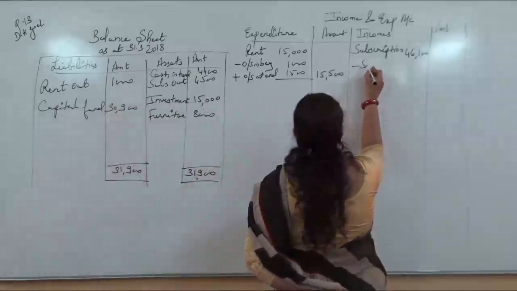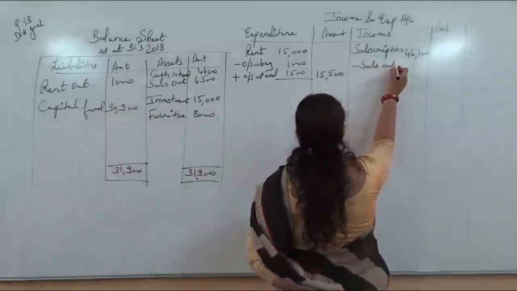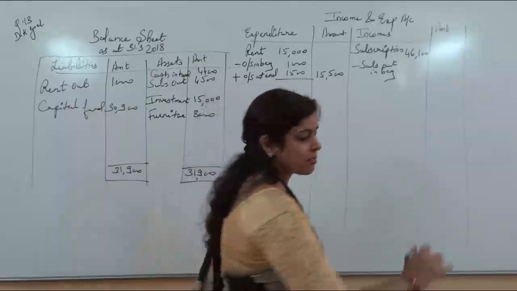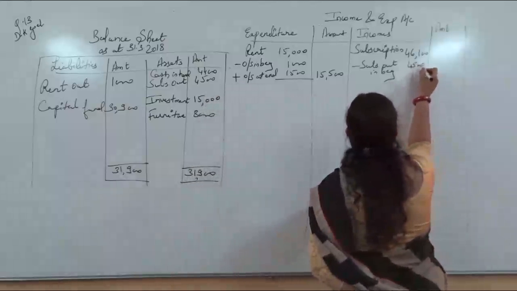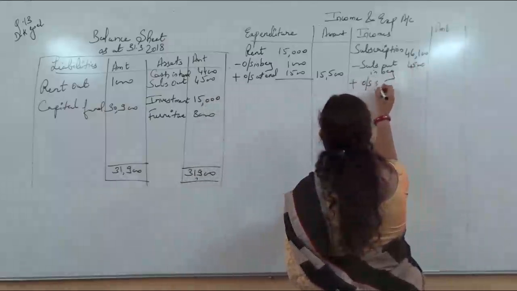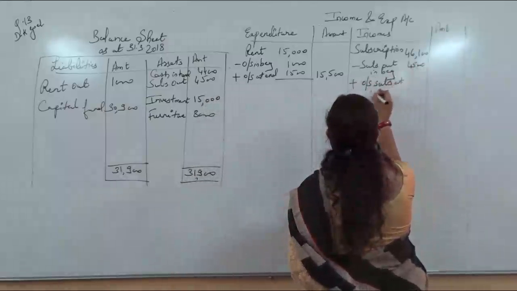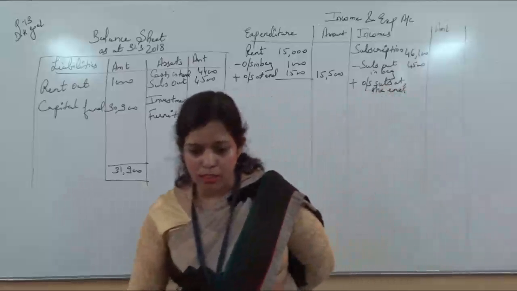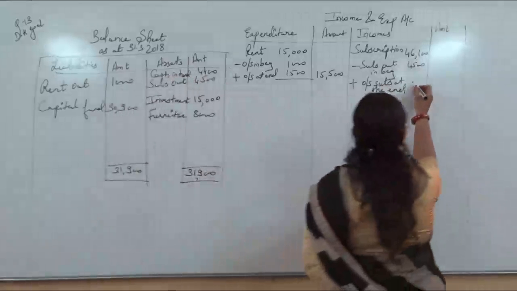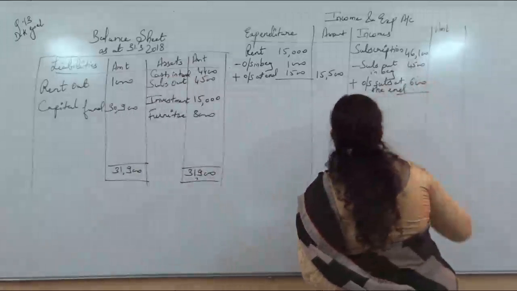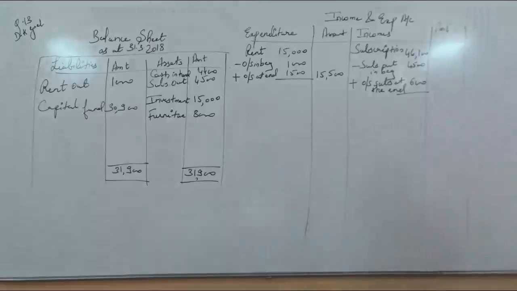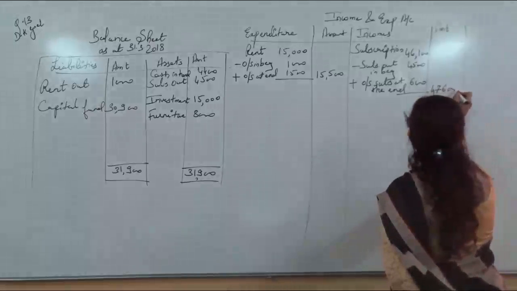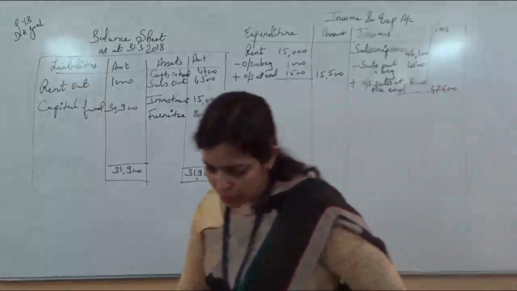Less subscription outstanding in the beginning. How much is it in the beginning? You can see it is 4,500. And add outstanding subscription at the end. At the end, how much subscription is there? It is 6,000. Just calculate it, check how much you are getting. You will get 47,600. In this way, we have done the subscription.